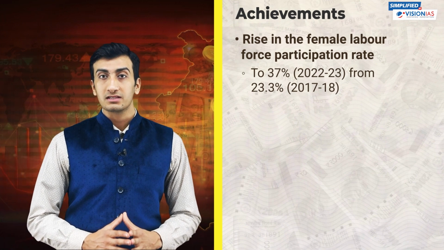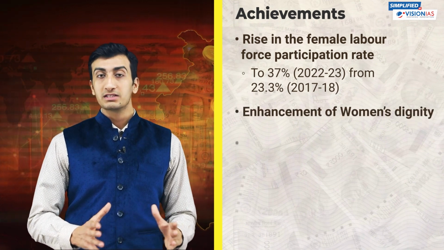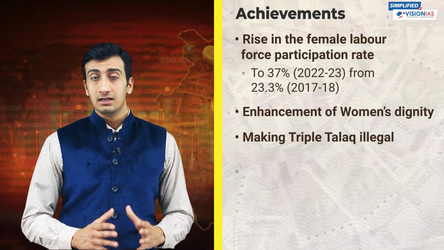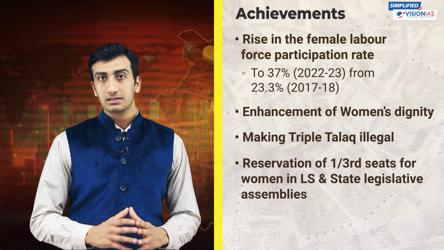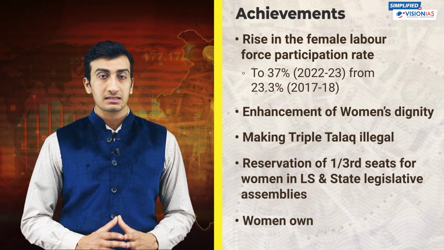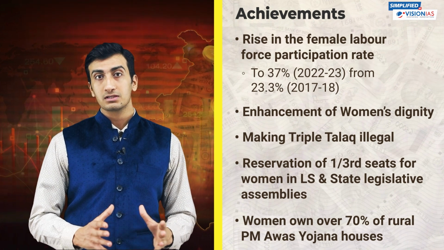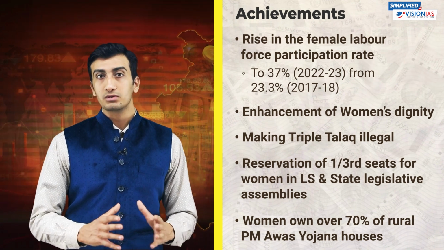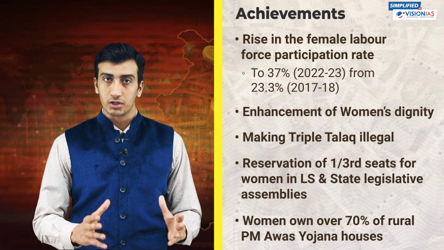Another notable achievements include enhancing women's dignity through measures like making the triple talaq illegal, reservation of 1/3 of seats for women in the Lok Sabha and state legislative assemblies, and allocating 70% of houses under PM Awas Yojana in rural areas to women as sole or joint owners.